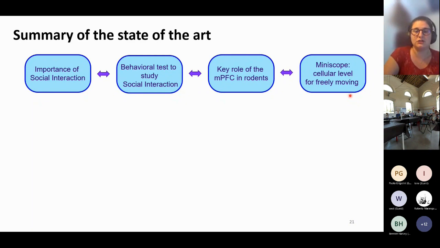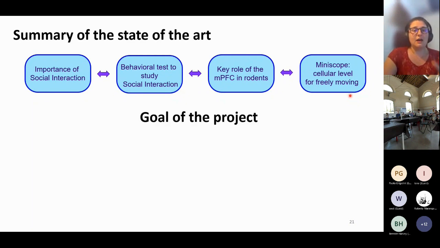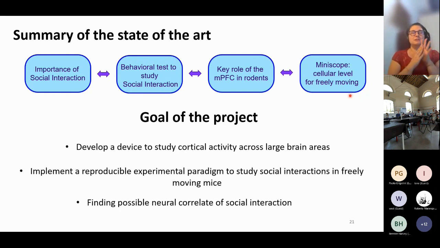but in freely moving conditions. So after this background, the goal of our project is to develop an innovative optical method for imaging neural activity on both hemispheres in freely moving mice engaged in social interaction. And also we validate a behavioral paradigm to study this phenomenon, looking for a possible neural correlate of social interaction.